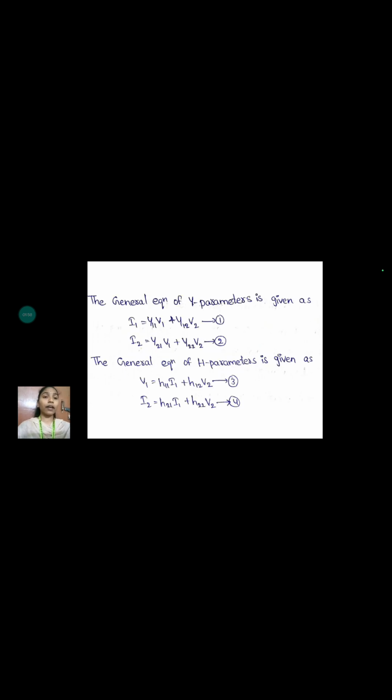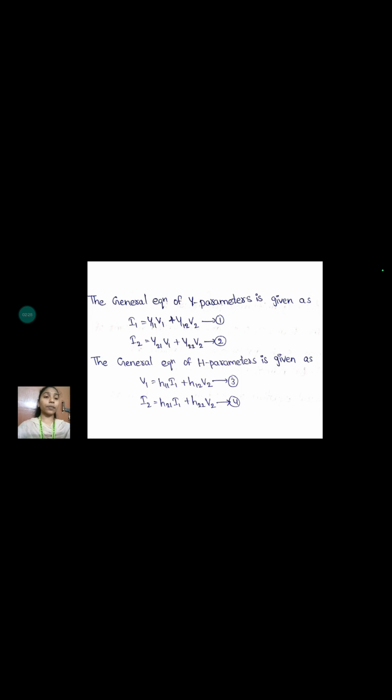Problem on Y parameters in terms of H parameters, where the general equation of H parameters is used to convert into Y parameters. Now the general equation of Y parameters is given as I1 is equal to Y11 V1 plus Y12 V2, take it as equation 1. I2 is equal to Y21 V1 plus Y22 V2, take it as equation 2.